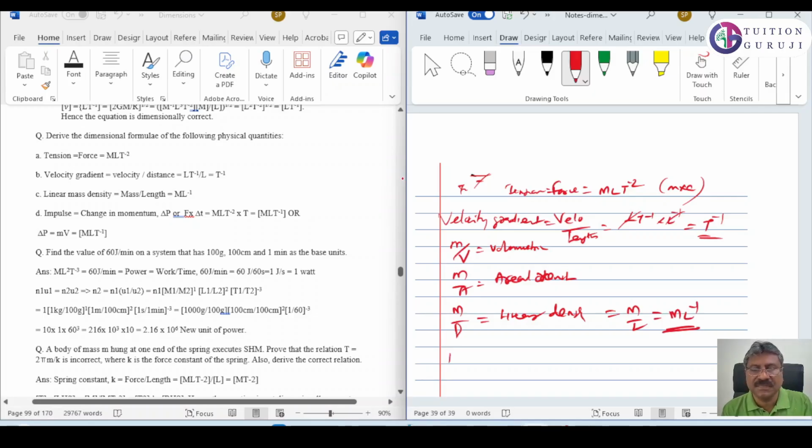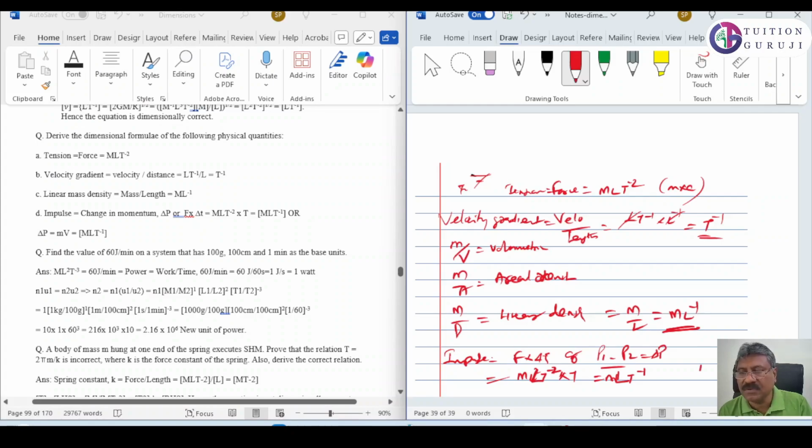Then we have impulse. Impulse is equal to force into time, delta t. Or it is the change in momentum also, you can say. Change in momentum means P1 minus P2, it is again P only, delta P. If you take force into time, force we know is MLT raised to minus 2 into T. So the T will get cancelled, MLT raised to minus 1.